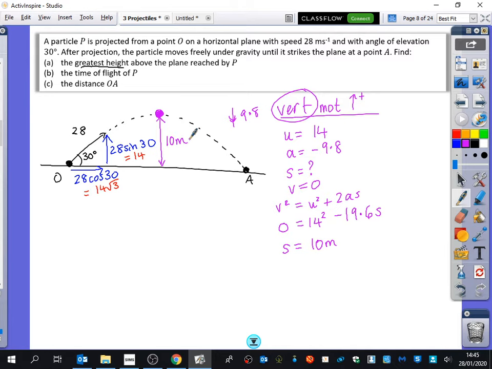What's all this murmuring and stuff going on, boys? Because I don't want to have to re-explain this stuff. This is an important example, right? So S is 10 meters.